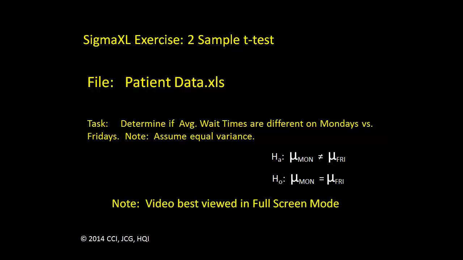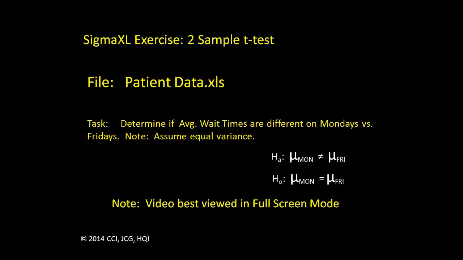In this Greenbelt Challenge, we've been asked to look at average wait times to see if they're the same for Mondays versus Fridays. This would be a one-to-one structure, and it would be a two-sided comparison. Because we're comparing averages, we will use the two-sample t-test. The file is patient data.